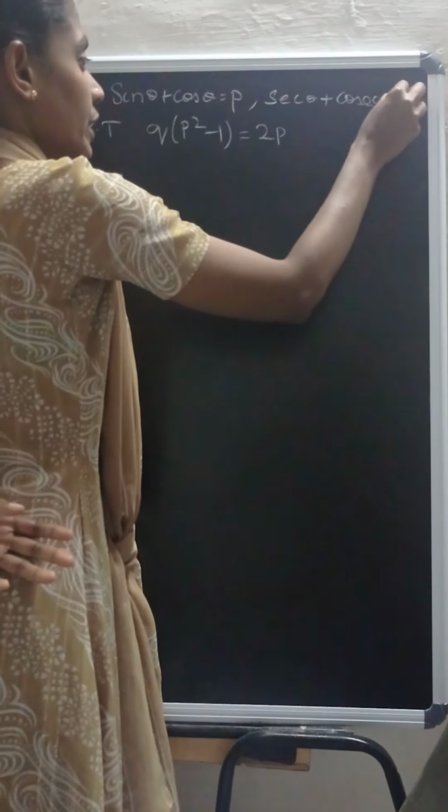We will see exercise number 6.19 sum. If sin theta plus cos theta is equal to P and secant theta plus cosecant theta is equal to Q, prove that Q into P square minus 1 is equal to 2P.